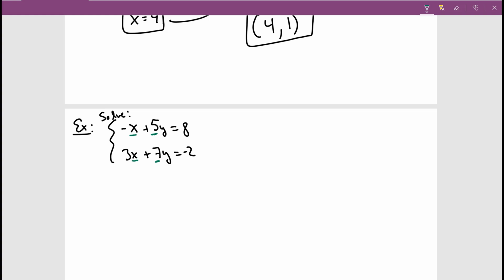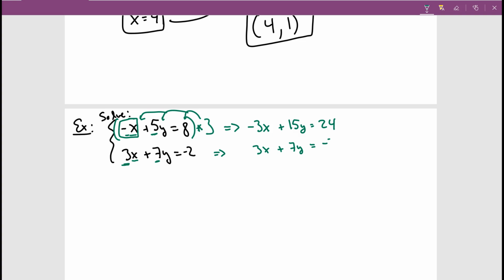The x's here, well, this one has a 3, this one doesn't have a 3, but they have opposite signs. What do I wish this one had? Well, I wish this one had a 3. So why don't I multiply this entire equation by 3? Hopefully that will give me what I want. I'm going to distribute this 3 to all 3 terms. So I'm going to have negative 3x, 5 times 3 is going to give me positive 15y is equal to 8 times 3, which is 24. And this one I'm not doing anything to it. So it's going to be 3x plus 7y is equal to negative 2.